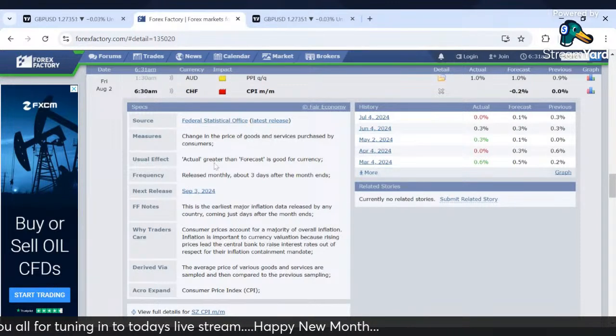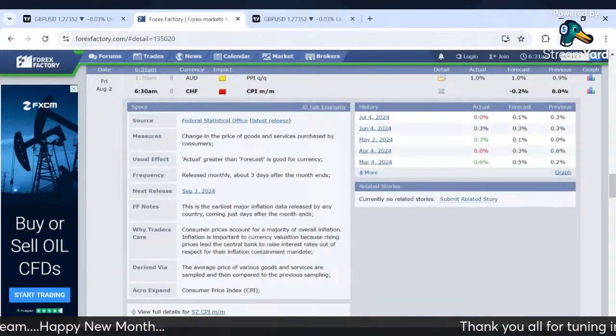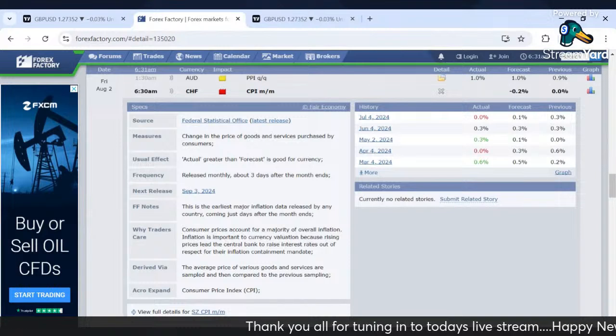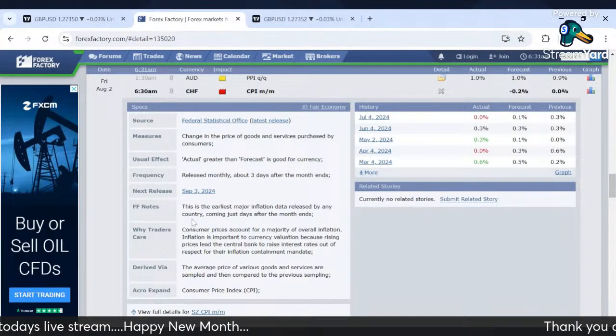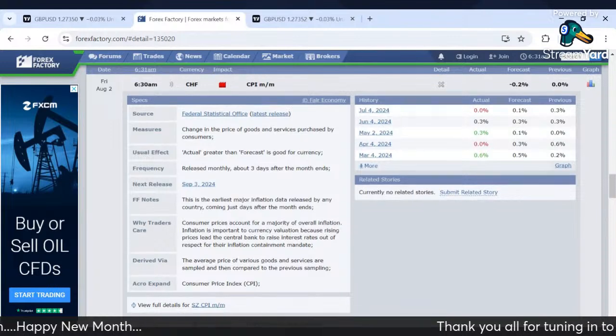If the data release is higher than the previous data, let me put it this way, if the new release data is higher than the previous data, it is good for the economy. This is the earliest major inflation data released by any country, coming just days after the month ends.